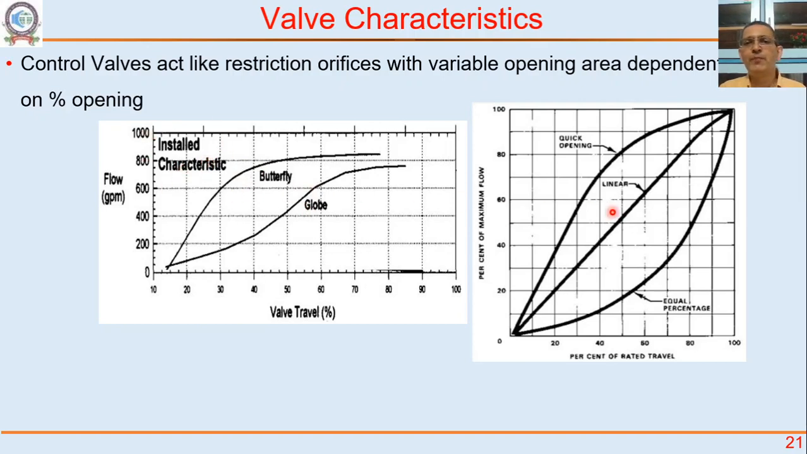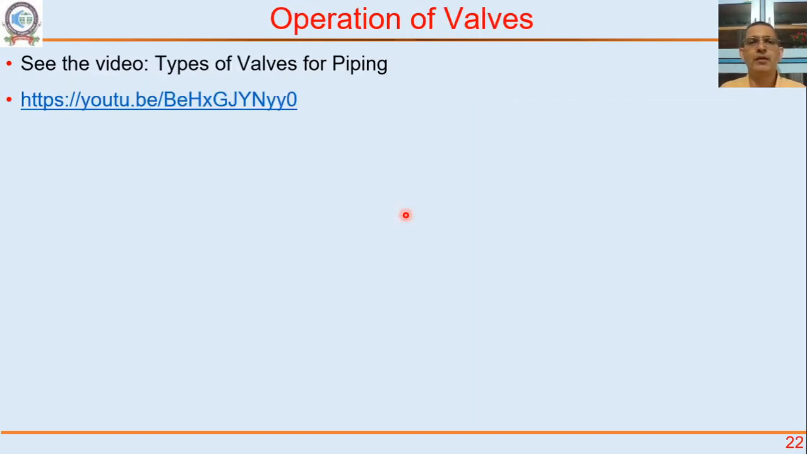So these become very important when you start designing these valves, when you are specifying what valve I want in a particular pipe. So more about this later, not just now. So we'd like to see a video now that shows you different types of valves used in piping.